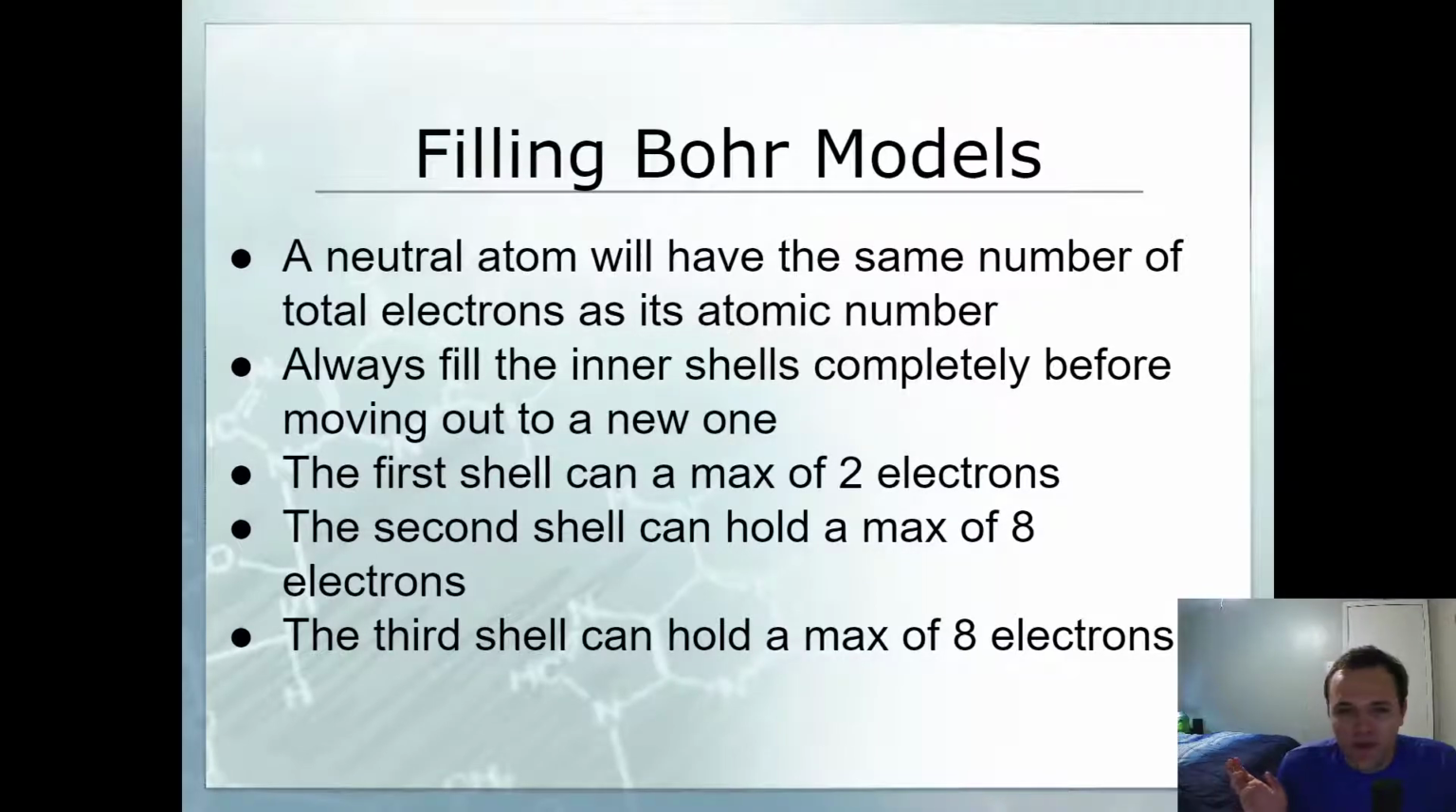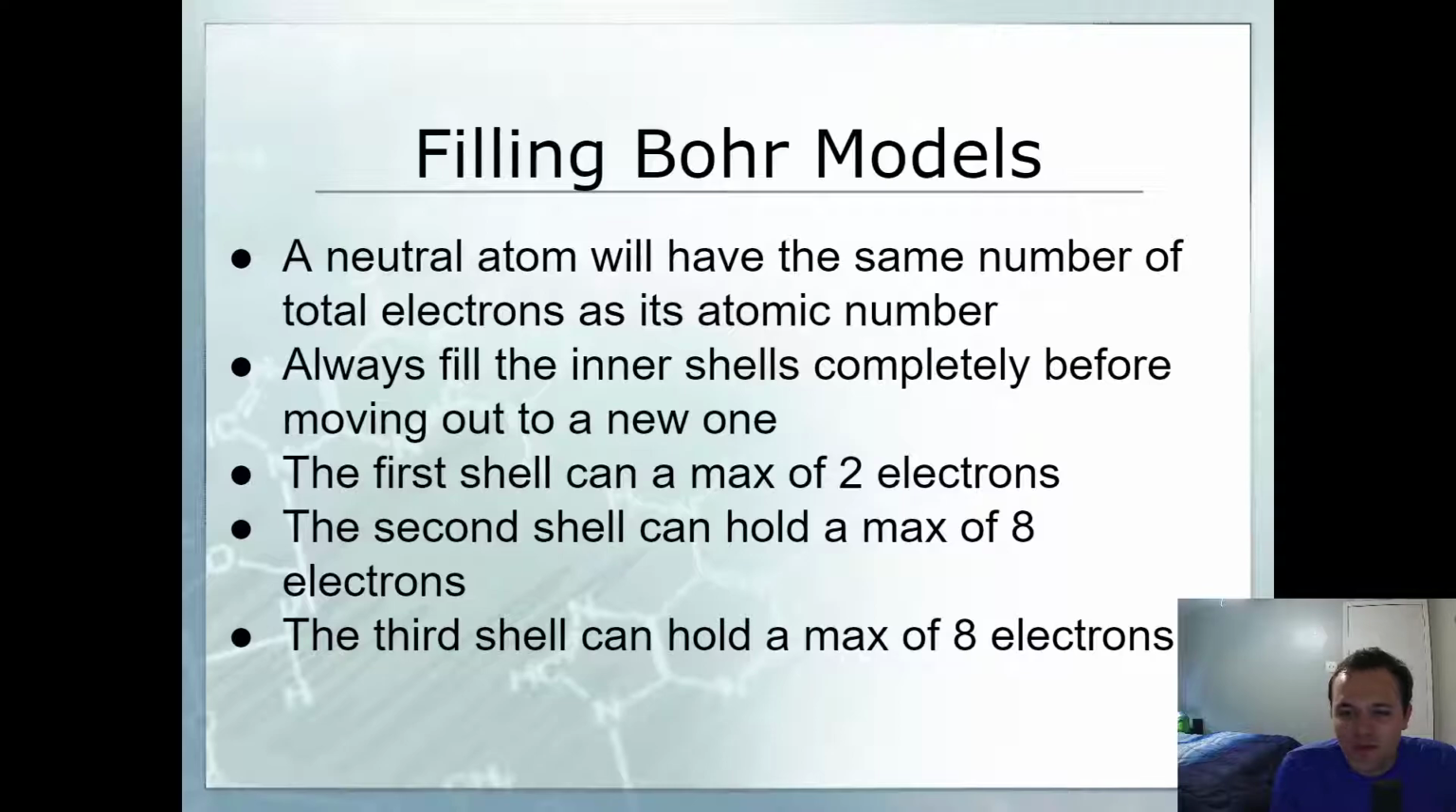If you remember, we talked about the history of atomic structure. Schrödinger eventually came along and replaced the Bohr model with his quantum theory. And while it is more accurate, it's also way more complicated. And so for our uses, Bohr models are going to do just fine for the majority of the atoms we're going to talk about. So when we are filling up a Bohr model, remember, like I said earlier, that a neutral atom is going to have the same number of total electrons as its atomic number. So same number of electrons as it has protons.